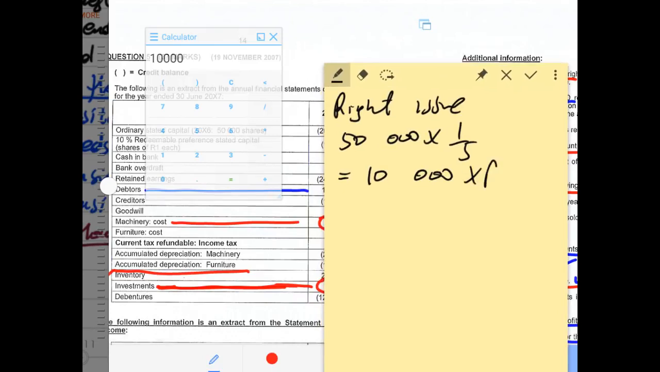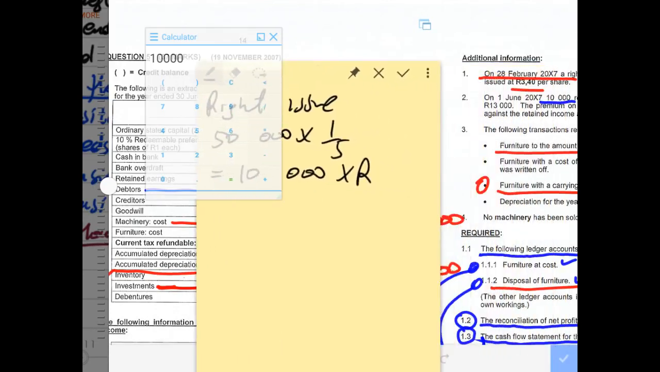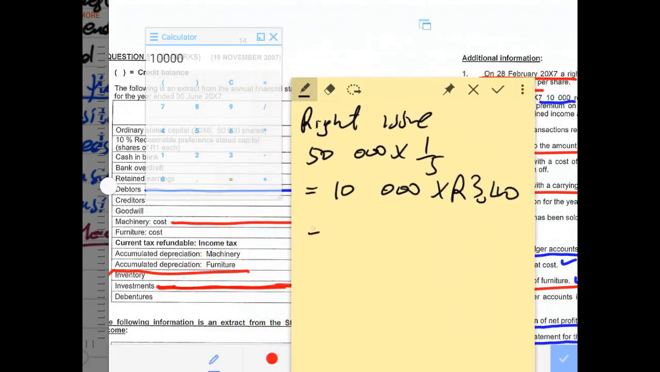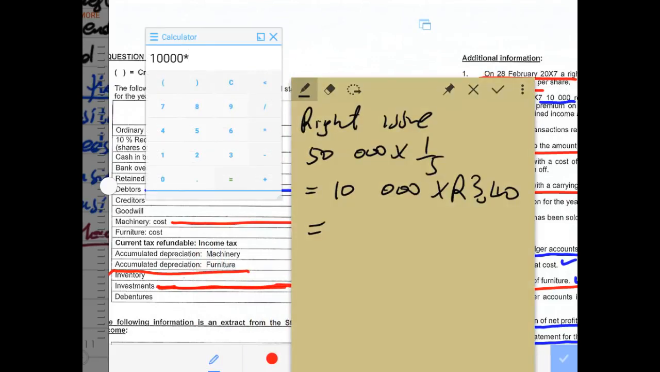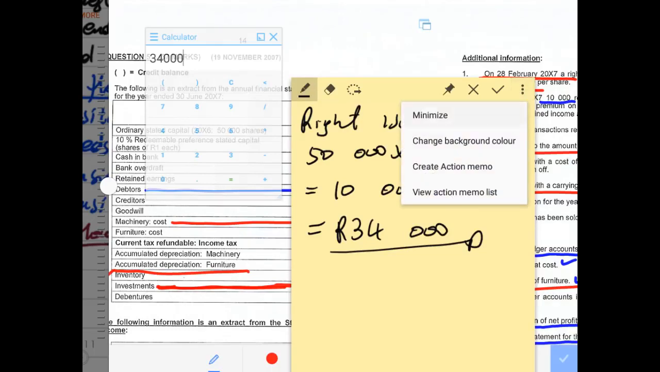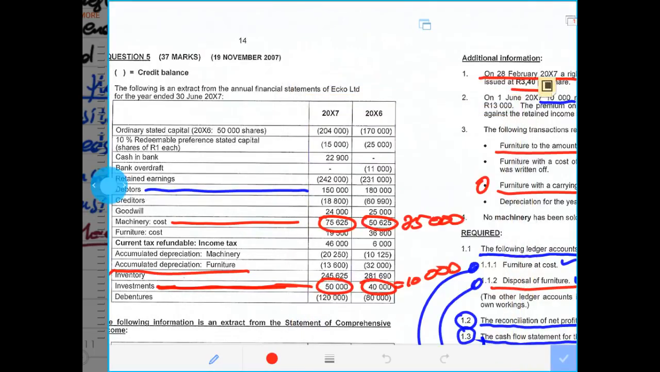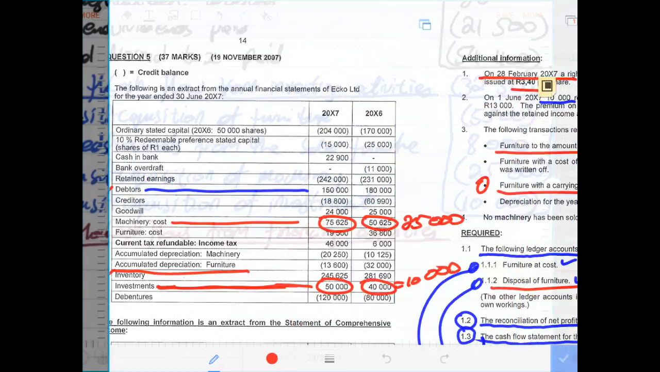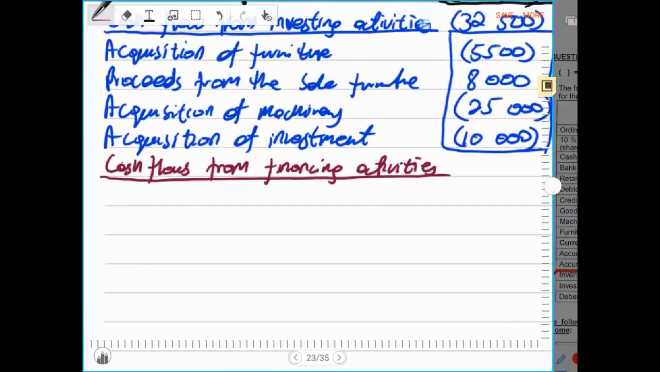Then we multiply this by the share issue price, and the share issue price is 3 Rand 40 cents. Therefore, we say times this by 3 Rand 40 cents, and it will give us 34,000 rands. Therefore, 34,000 rands will be the rights issue, which will be recorded as the proceeds from the issue of ordinary shares.